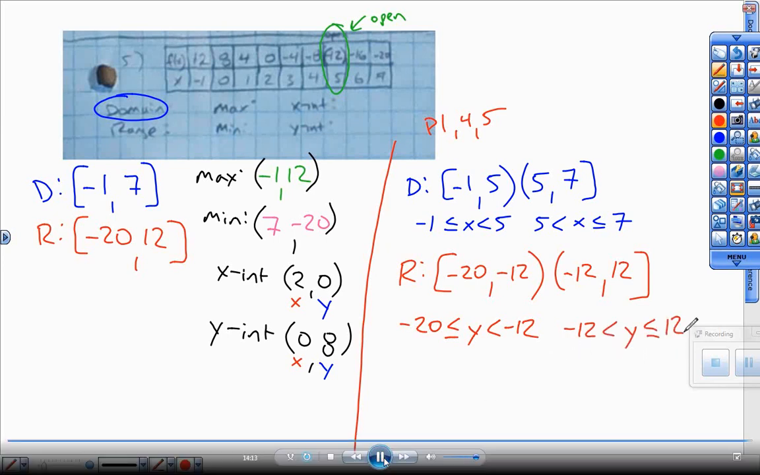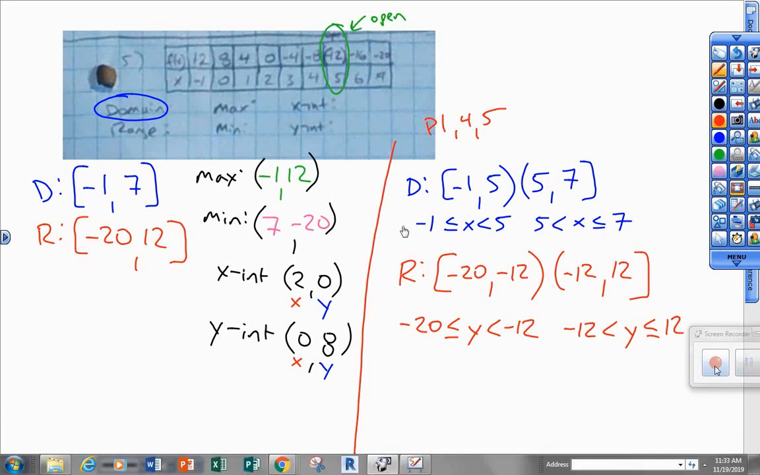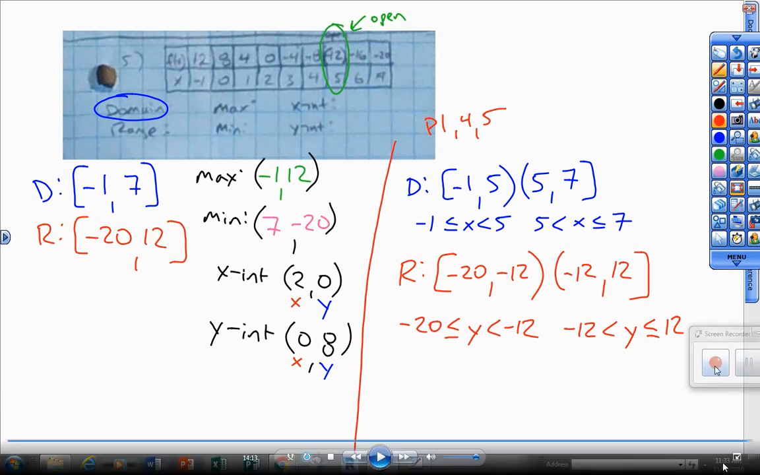So again, for Math 1, write all this work. Math 1 Honors, write all this work to get your extra credit. Good luck.